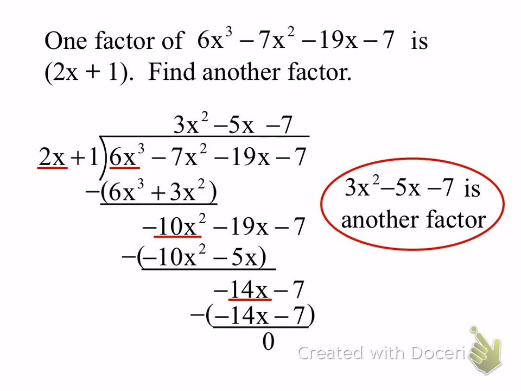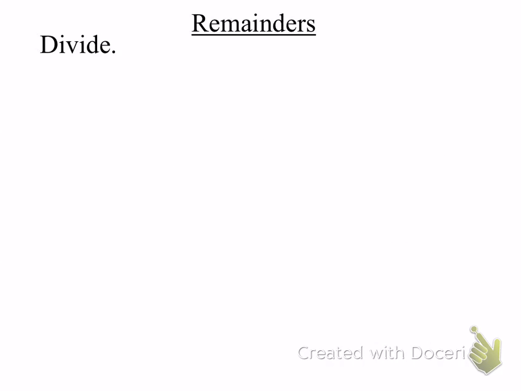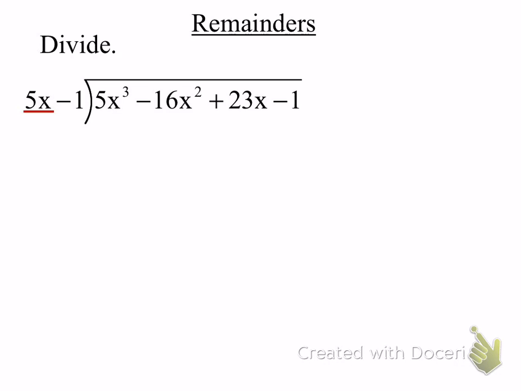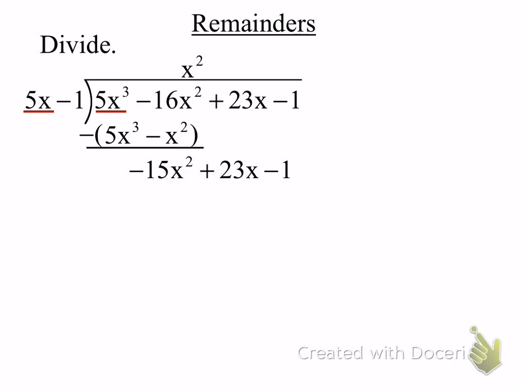Okay, now, remainders. I'm doing the same thing. Here we go. 5x times what equals 5x to the third? Kate? X squared. X squared, put it over the second term. X squared, I get 5x squared minus x squared. But we're subtracting the whole thing. We distribute, and I have this remaining, and I bring this one down. Remember, ignore the negative one. Now, 5x times what equals negative 15x squared?